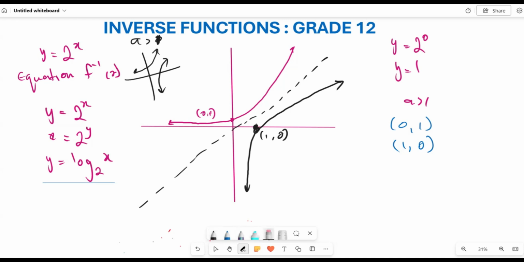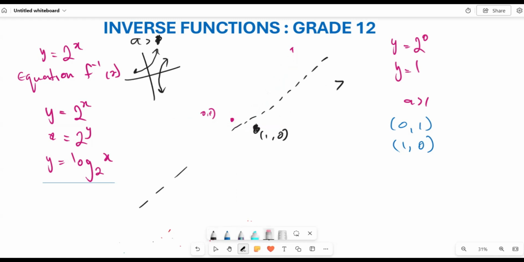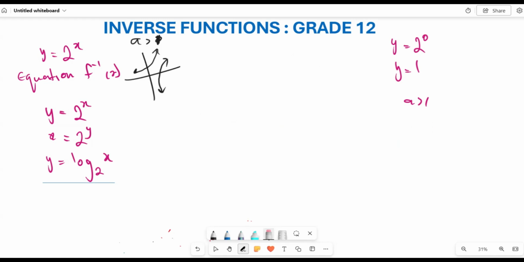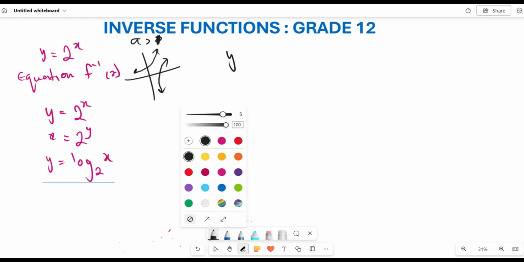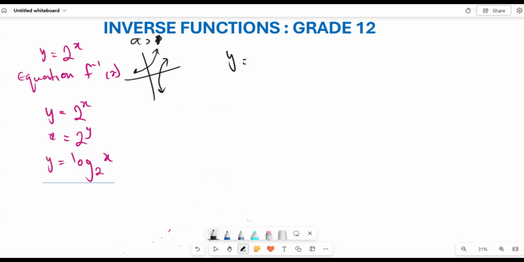Now, let's look at something else here. Let me give you another type of function, which we've discussed previously, of y equals 2 to the power of y. Let's say I give you y equals 3 to the power of negative x. What is this? Now, can you see that this is the same as y, it's the same as what?